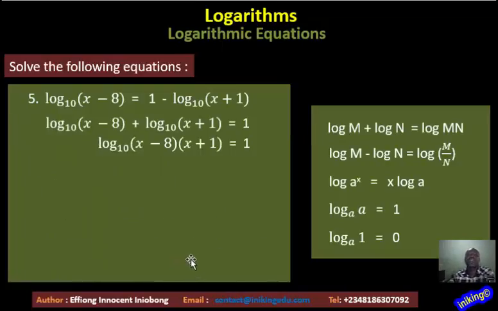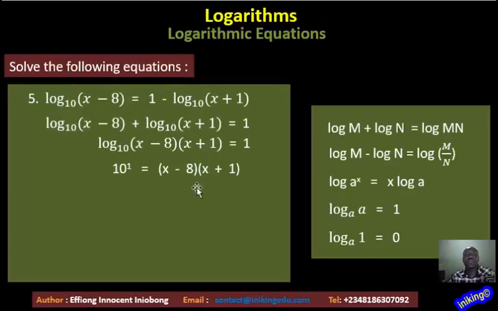Let's write this neatly. So that's it there. The two of them have been combined, transfer the first to the left hand side, and then apply the law of logarithm. And then next we'll do 10 raised to the power 1. That's it. 10 raised to the power of 1 is equal to x minus 8 times x plus 1.